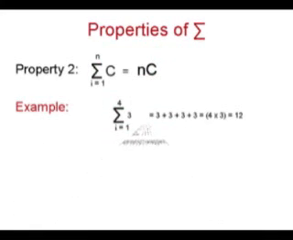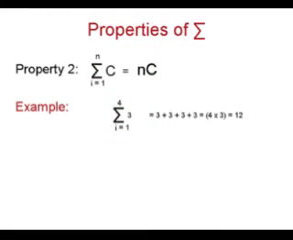In properties 2 and 3, c is a constant. A constant is a number that doesn't change. Property 2 indicates that the sum of the series from 1 to n multiplied by c is equal to n times c. For example, the sum of 3, where i ranges from 1 to 4, equals 3 plus 3 plus 3 plus 3 equals 12. This is equivalent to 4 times 3 equals 12.